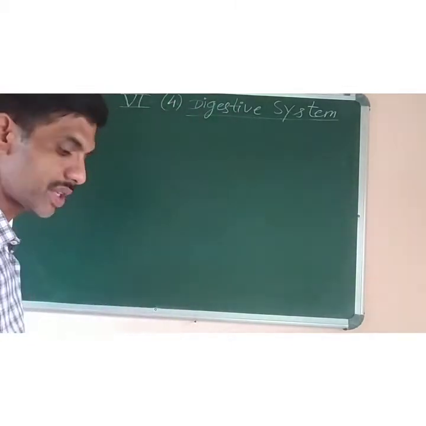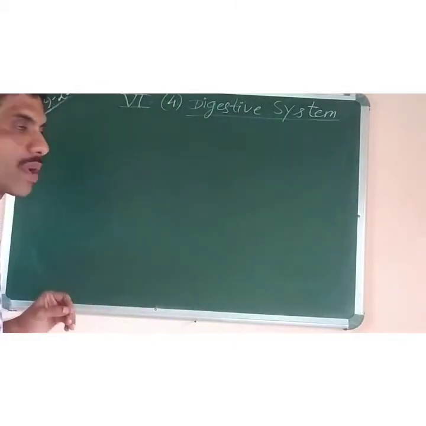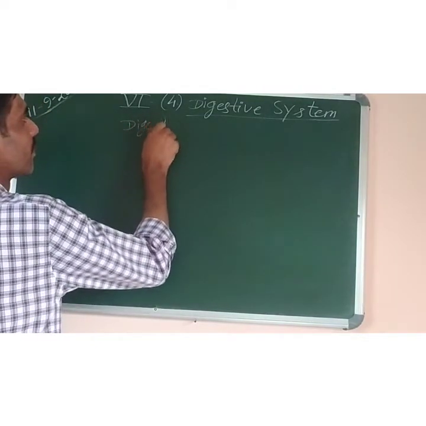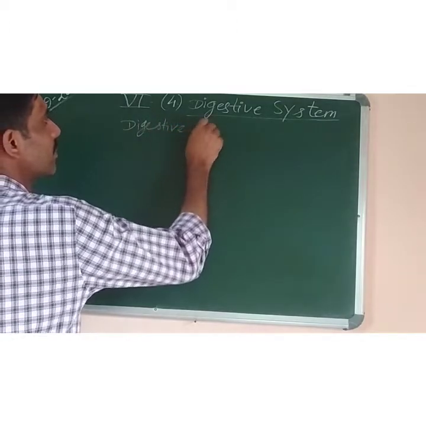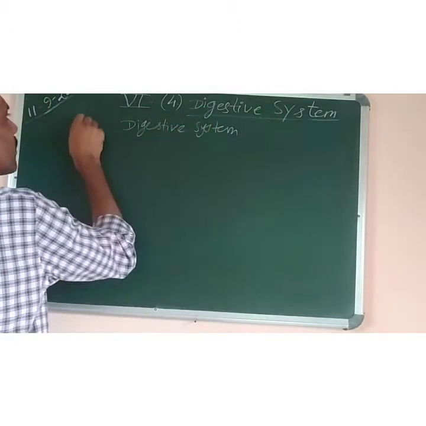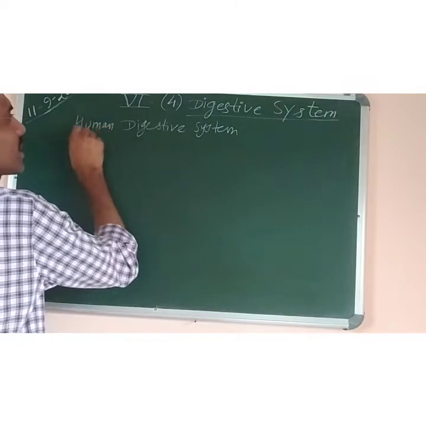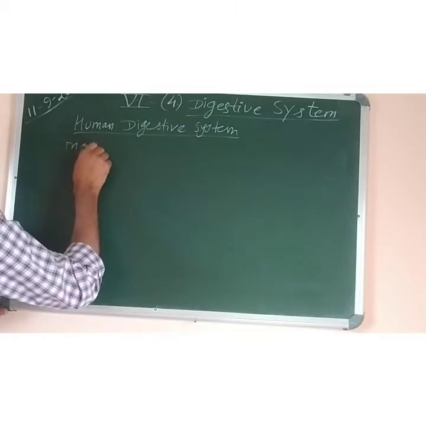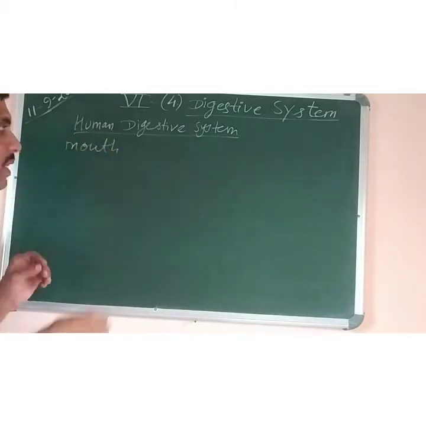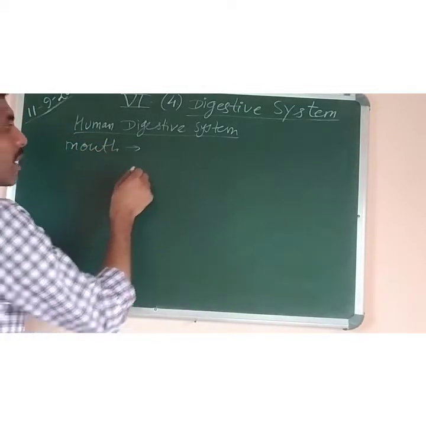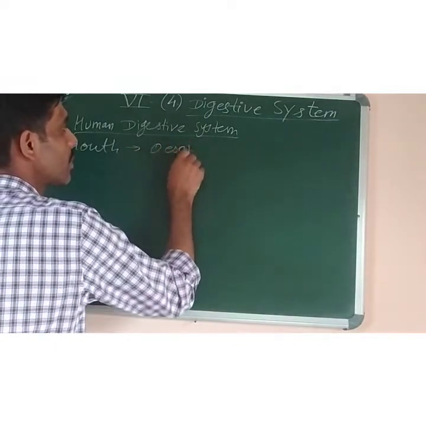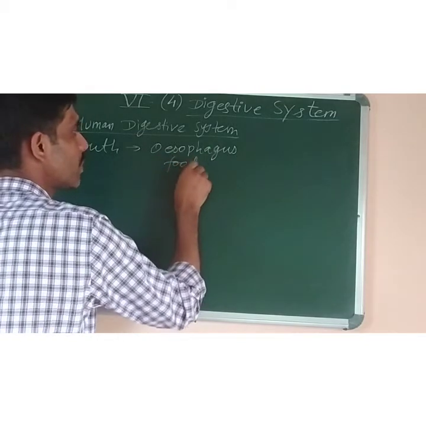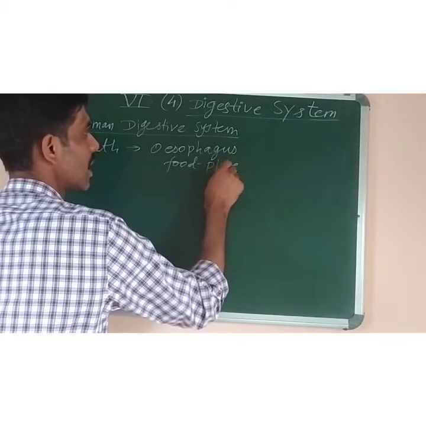So you can see the diagram of the human digestive system. What are the organs present? It consists of different organs. What are they? Number one, mouth, through which we take the food inside. Then it consists of the esophagus, which is also known as the food pipe, through which food passes.